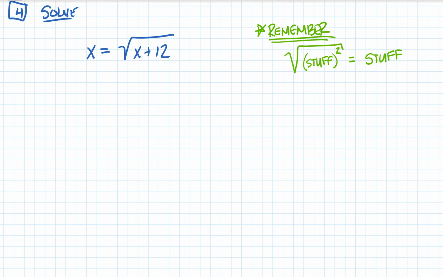Okay, let me show you an example in box 4 where the extraneous solution is going to show its face here. So I have x is equal to the square root of x plus 12.